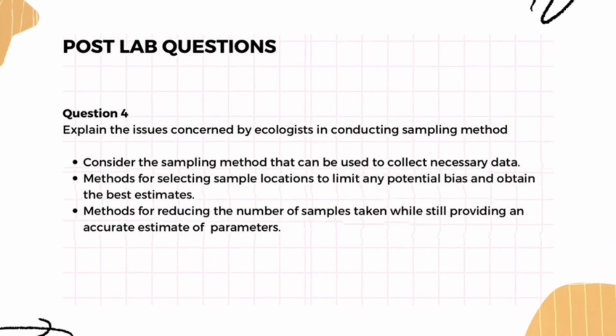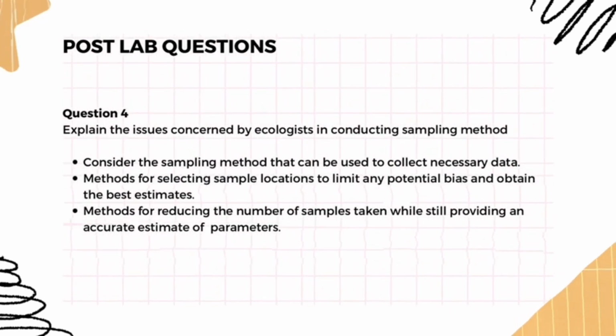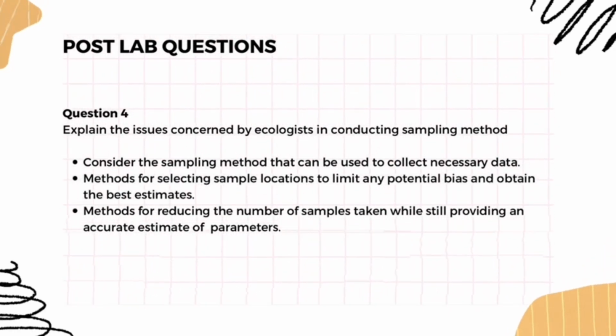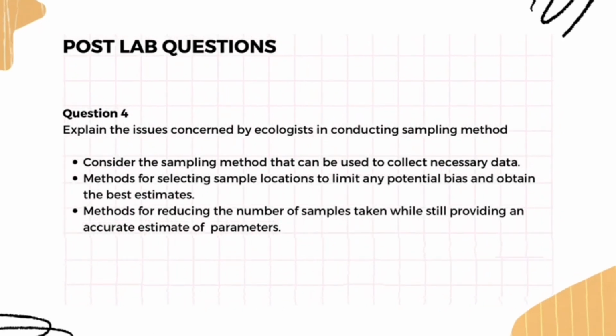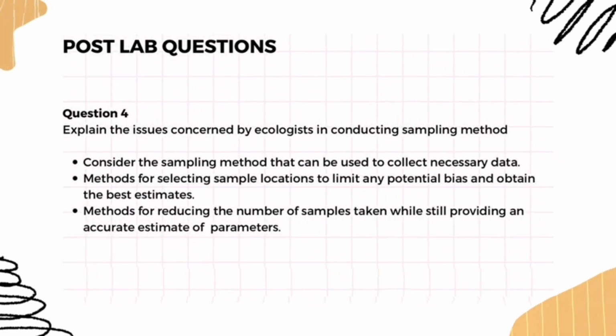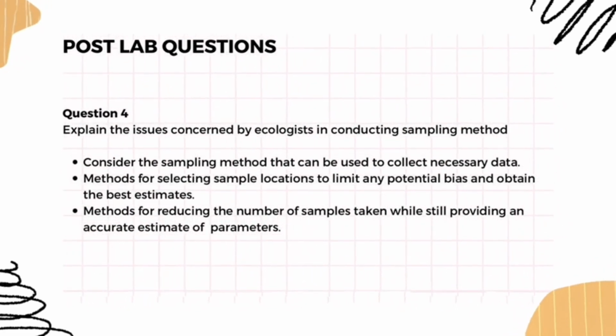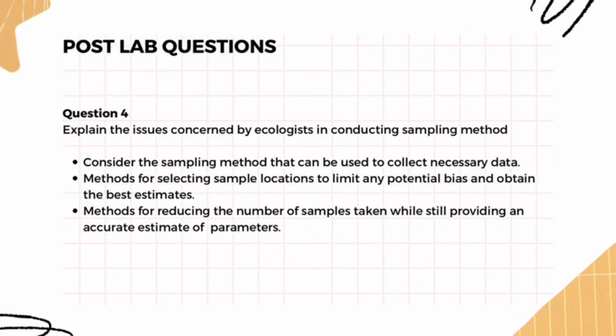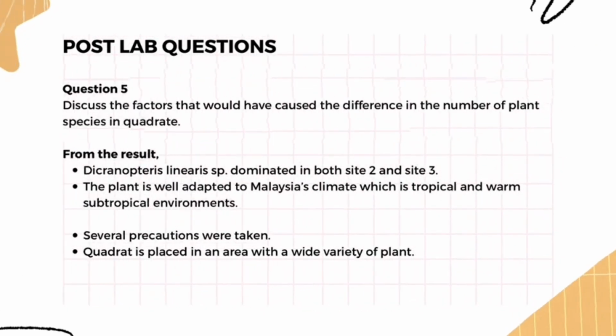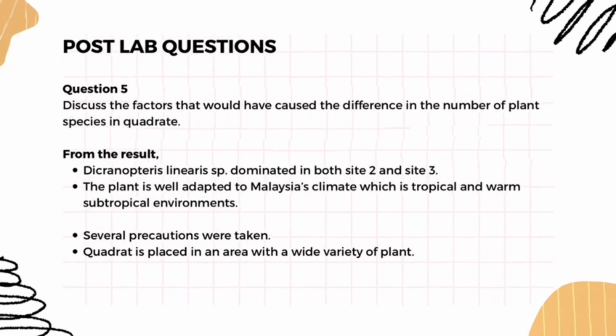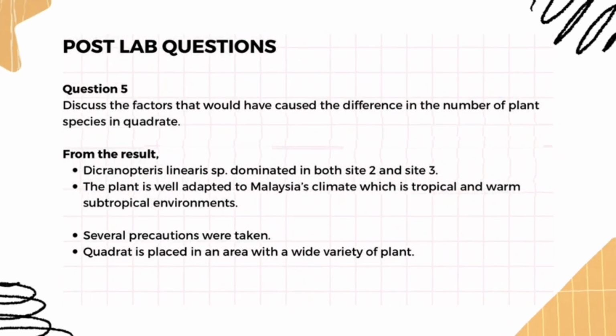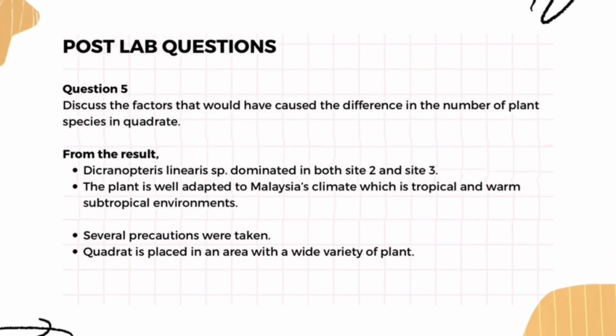Consider the sampling method that can be used to collect necessary data, methods for selecting sample locations to limit any potential bias and obtain the best estimates, and methods for reducing the number of samples taken while still providing an accurate estimate of parameters. For the last question, question 5, discuss the factors that would have caused the difference in the number of plant species in the quadrant.